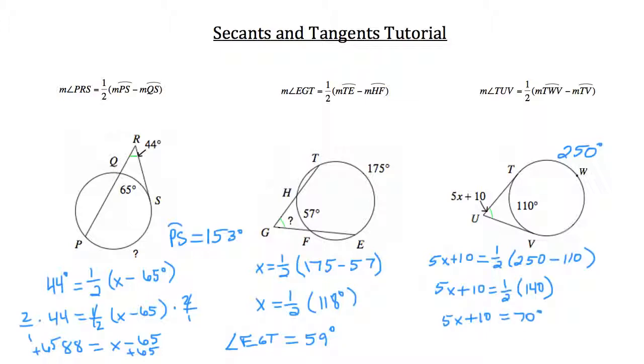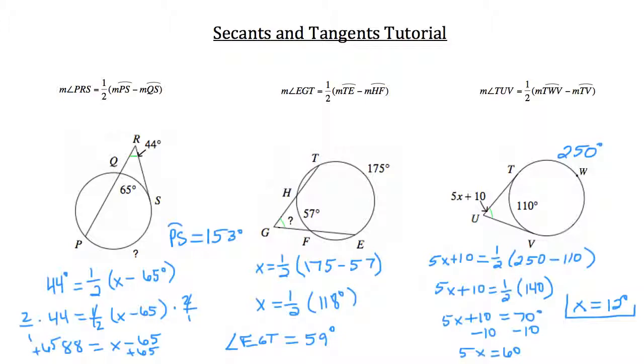So now what we want to do to solve for x here is to subtract 10 from both sides of the equation, and we'll get 5x is equal to 60 degrees. Now we just want to divide by 5 on both sides of the equation. When you do that, you'll get that x is equal to 12 degrees.